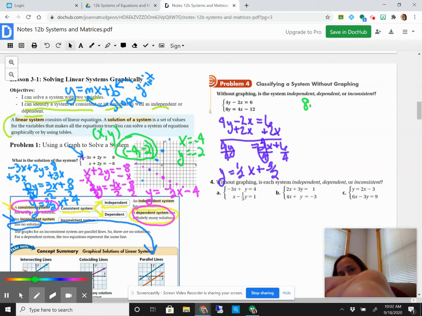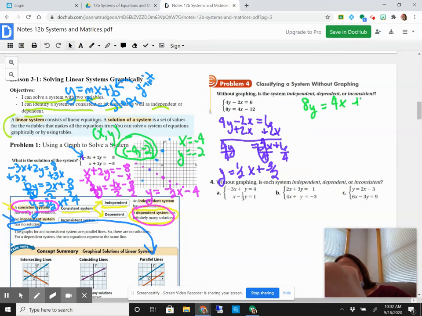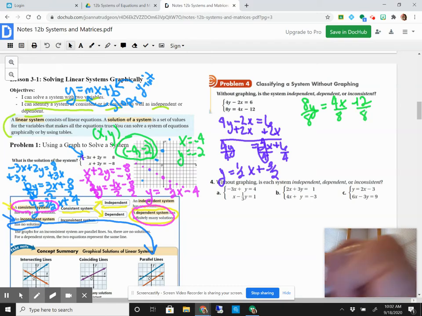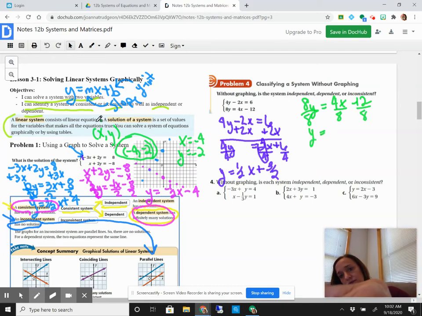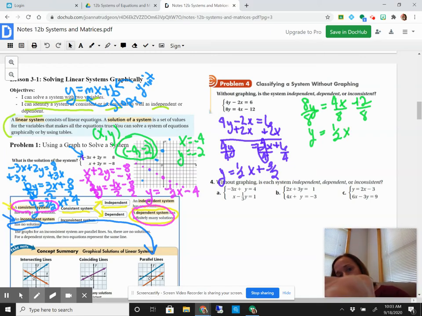And now the second one was 8y equals 4x minus 12. Divide by 8 to get y by itself. y equals 4/8 is 1/2. Ooh, they have the same slope. And then 12 divided by 8, if you reduce that, they have a factor of 4. So divide by 4, that's going to be 3 over 2, and it's negative.